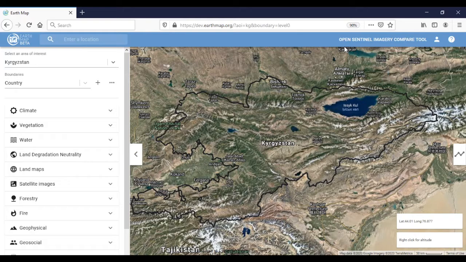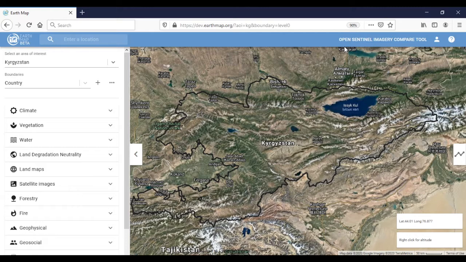In this new video on how to use EarthMap, I will present a case study on climate change in Kyrgyzstan. EarthMap is an application that acts as an interface to Google Earth Engine. Its aim is to allow users without knowledge of the JavaScript programming language used to interact with Google Earth Engine to visualize and process some of the most widely used datasets, including climate, vegetation, forestry, burned area, soils, geosocial, land use, land cover classifications, agriculture, and others.